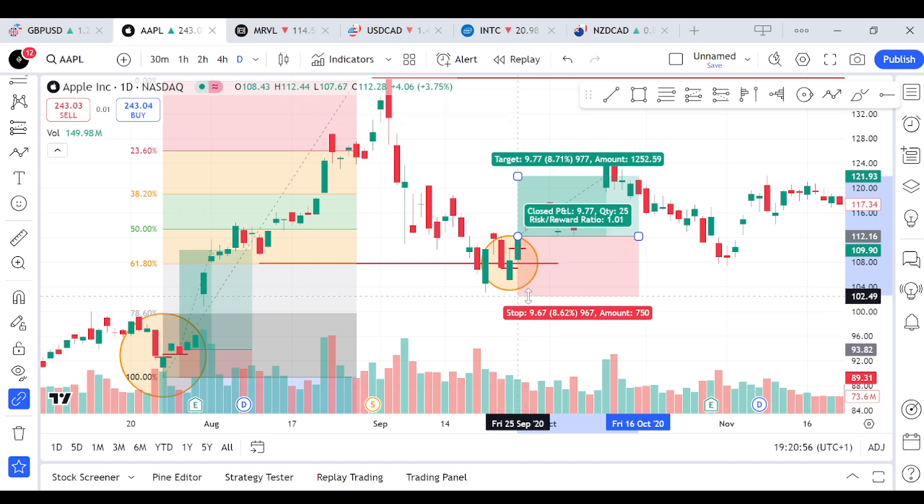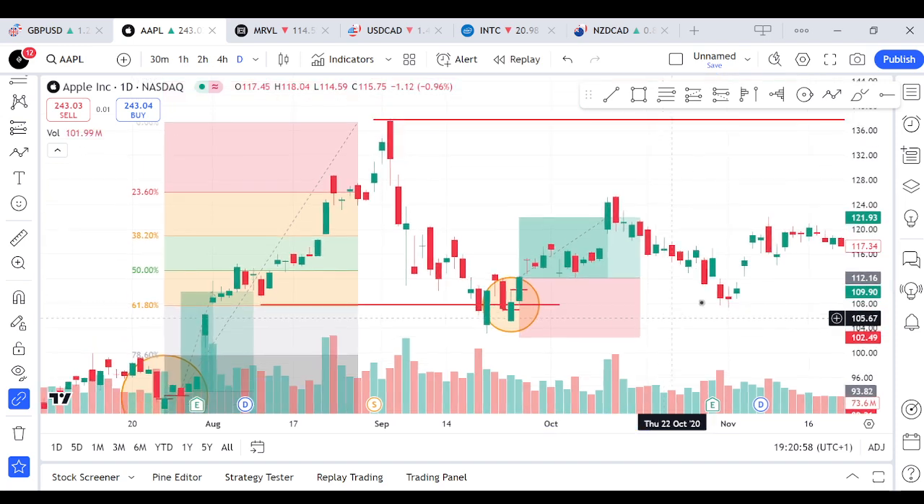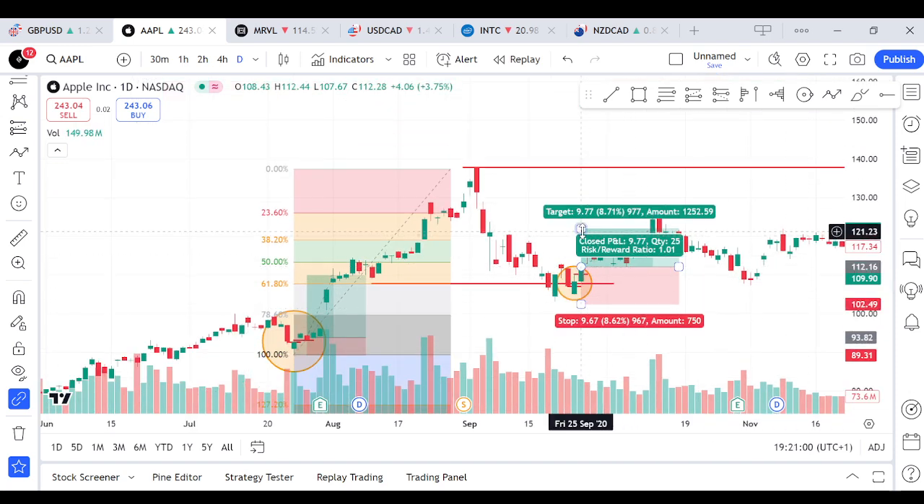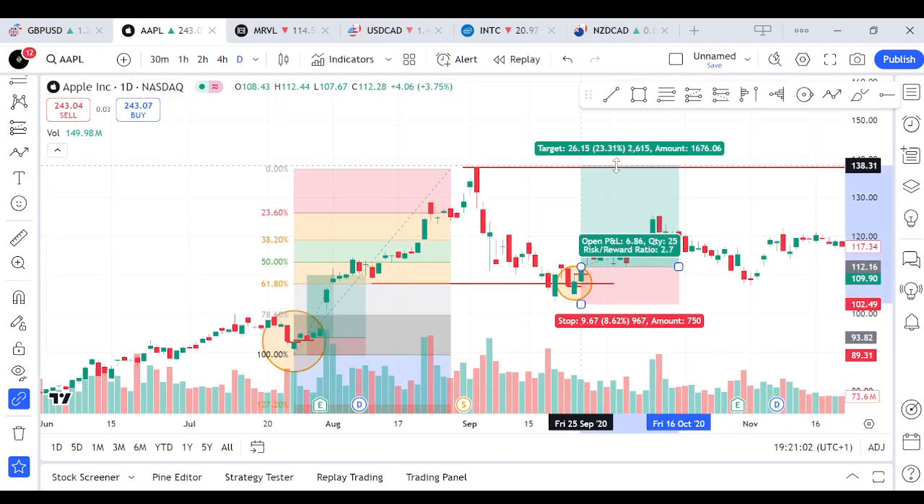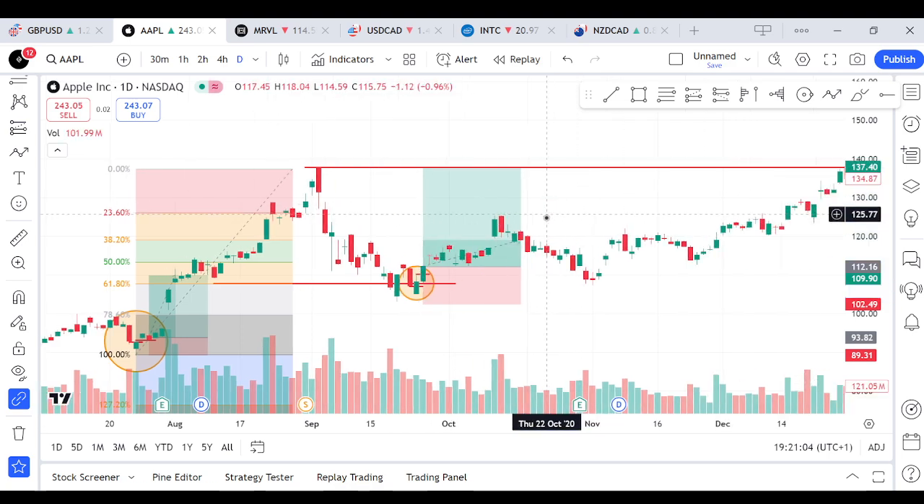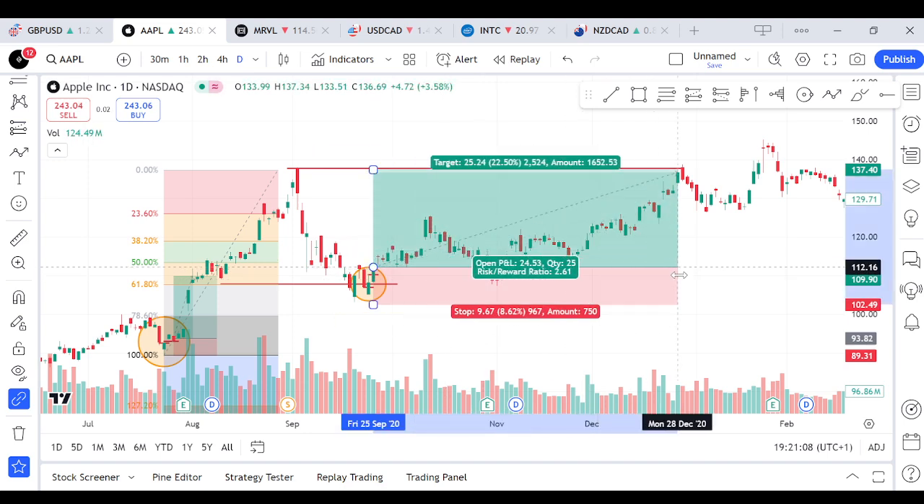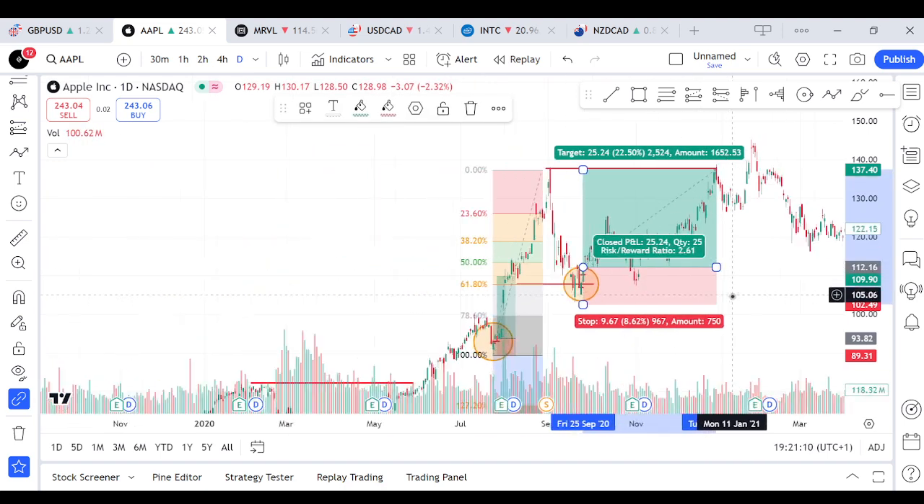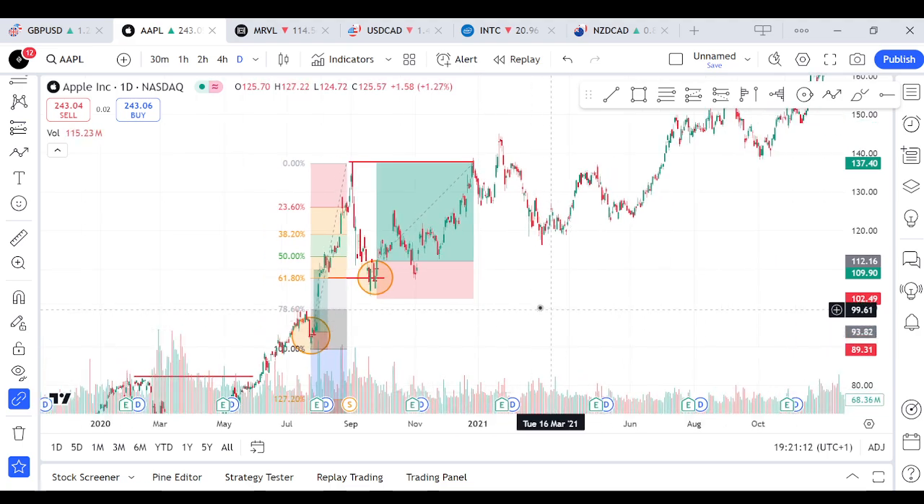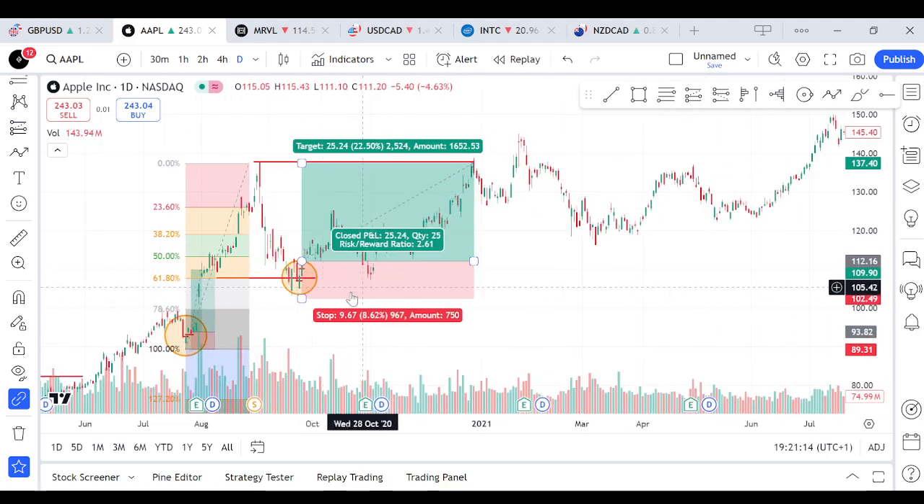stop loss just below this low, and you can set your take profits at the highs, the swing high, or you could just aim for 1:2 or 1:3 risk to reward ratio. So that's how I would have been able to take this trade based on the bullish counterattack candlestick pattern.